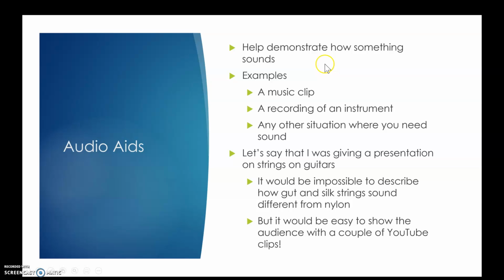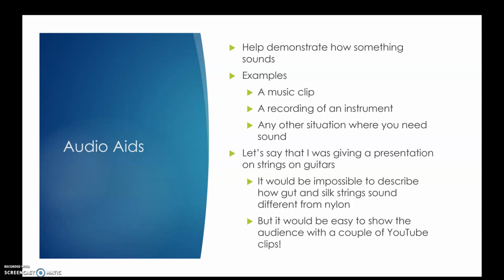So, what are audio aids and how do they help? Well, they help demonstrate how something sounds. So examples are a music clip, a recording of an instrument, or any other situation where you need sound. So let's say that you were trying to demonstrate the difference between a jazz bass and a percussion bass, or between an electric bass and a double bass and upright bass. You might use recordings of those different types of instruments to show how they differ in sound. You could also use pictures of them to show how they differ visually as well, but that would not be an audio aid, it would be a visual aid.